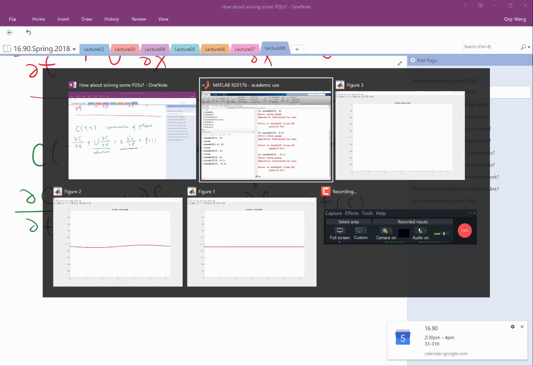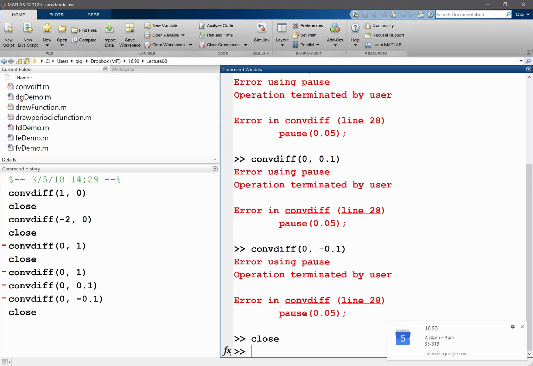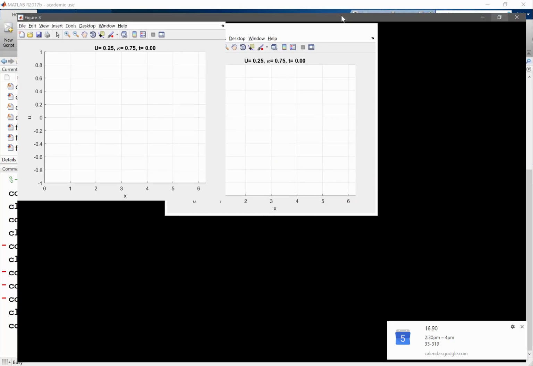All right. Now, the last thing we want to do is, what if we have both u and kappa? That's usually the case. Can somebody give me a combination of u and kappa? 0.25 and 0.75. And can you come draw an initial condition?